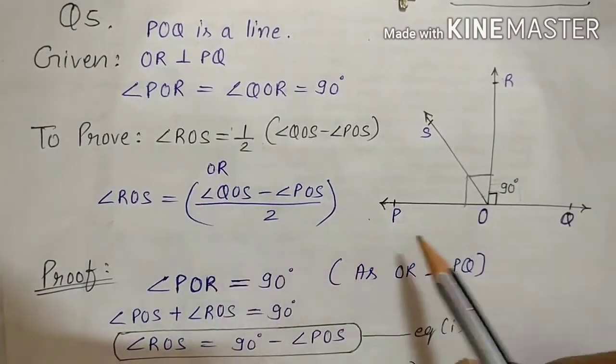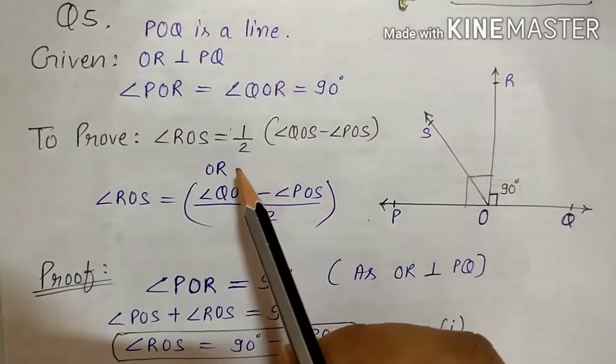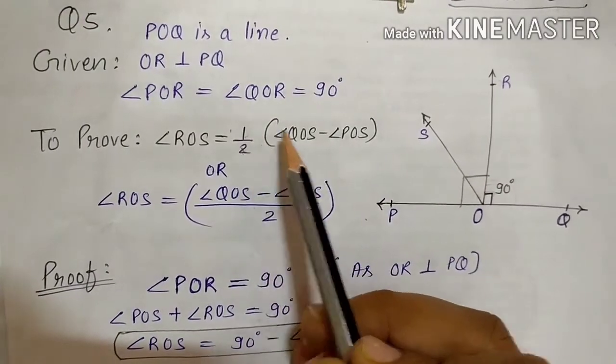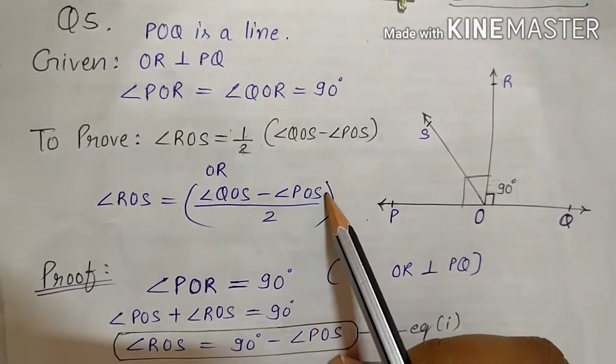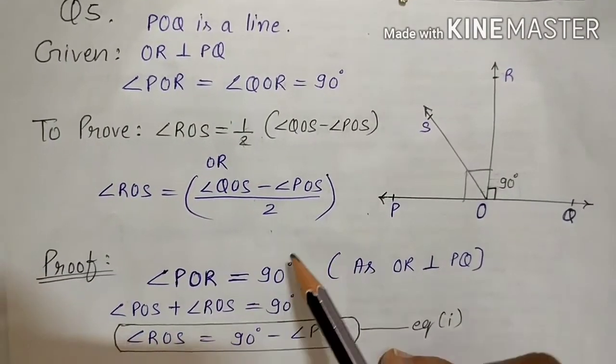Now what we have to prove? That we have to prove angle ROS is half of angle QOS minus angle POS. Now we can write this in this way also, because 1 multiplied by this, so angle QOS minus POS upon 2 only it will come. Now let's start the proof of this question.